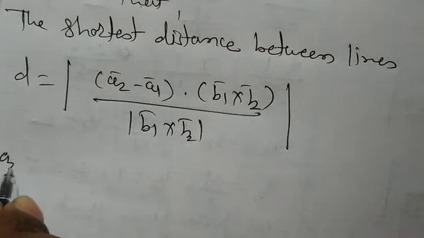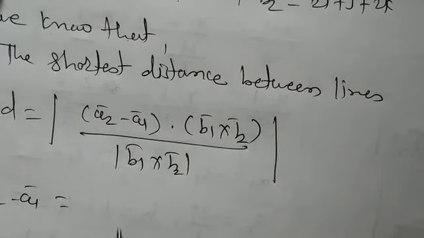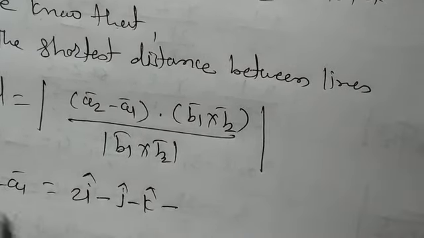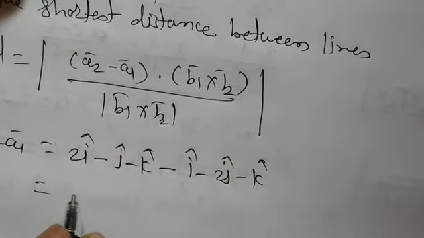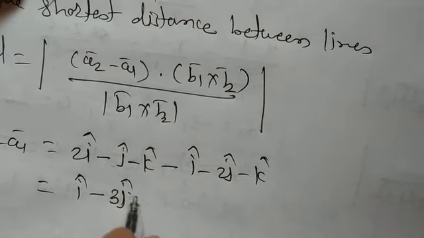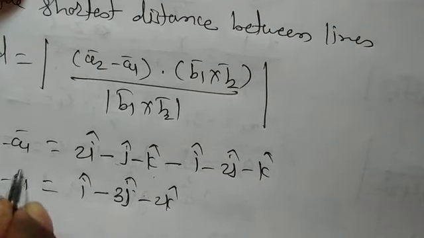Then a2 minus a1 is what? Subtraction. a2 is 2i - j - k, minus a1, which is i + 2j + k. Then 2i minus i is i, minus j minus 2j is minus 3j, and minus k minus k is minus 2k. This is a2 minus a1.